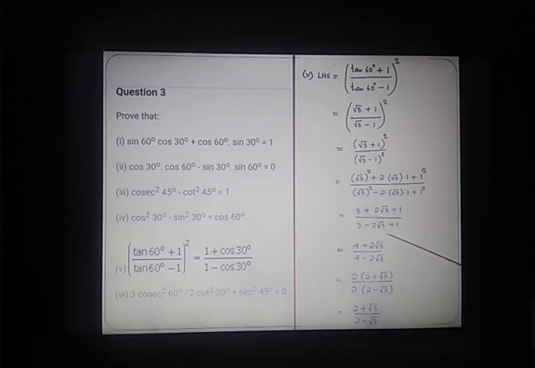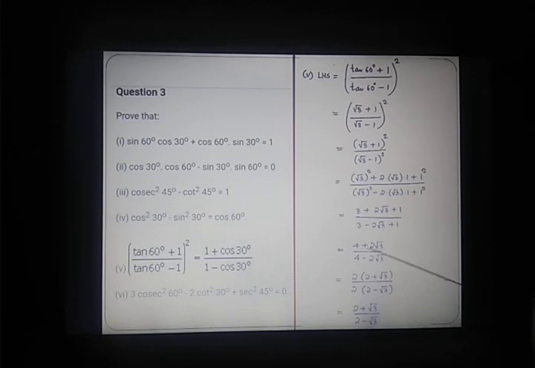Similarly, just simplify this, you'll get this much. So 3 plus 1 is 4, right? Okay, plus 2 root 3, so plus 2 root 3 is written. Again 3 plus 1 is 4, so minus 2 root 3 is there, so minus 2 root 3.